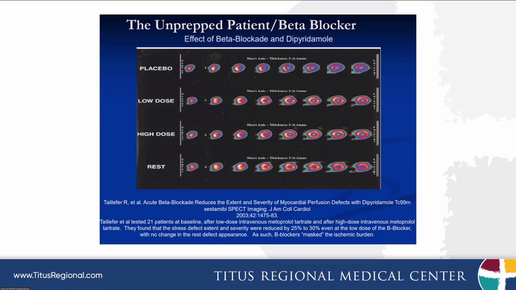But they took this same patient and they imaged them on a different day, and that time they gave them either a low dose or a high dose of beta blockers. And those are the pictures you see on the second and the third line. And you can see by giving them beta blockers before you did the stress test, you almost totally obscure the defect that's seen. And so it's very, very important.